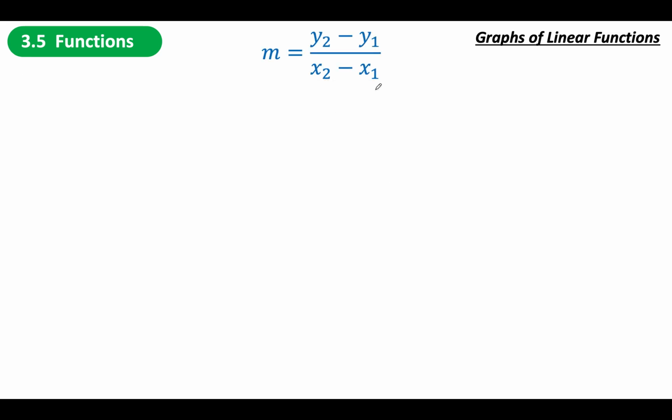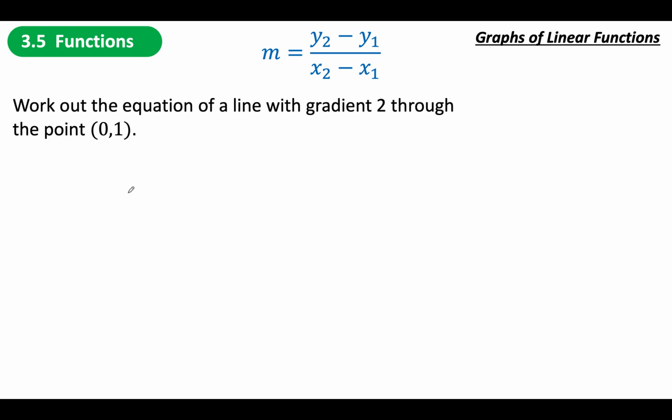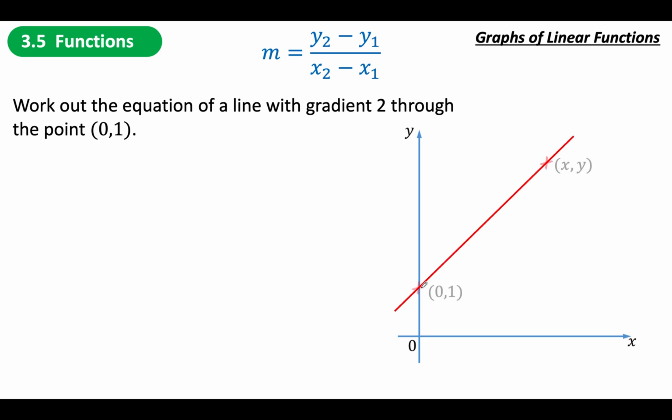Moving on. There's my generalized form of the gradient between 2 points. Here's an example. Work out the equation of a line with gradient 2 through the point (0, 1). I'm going to put a little sketch up to highlight what we're talking about. So (0, 1) is down here. And then I've put another point, just a general point of x, y.